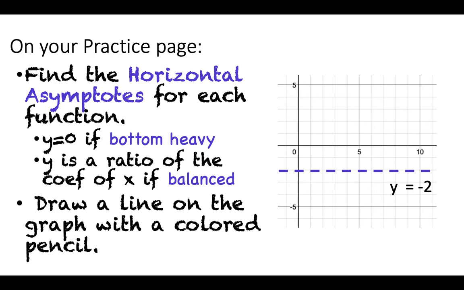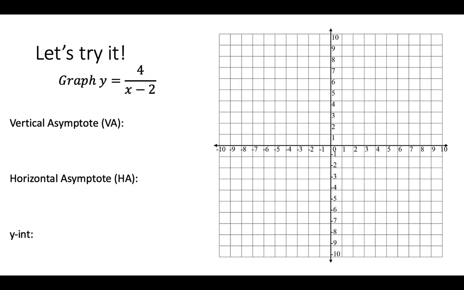Horizontal asymptotes are always a y equals value, and there's always only one horizontal asymptote. There can be multiple vertical asymptotes, but there can be either one or no horizontal asymptotes. You'll never have more than one. You'll have 0 or 1 horizontal asymptote.